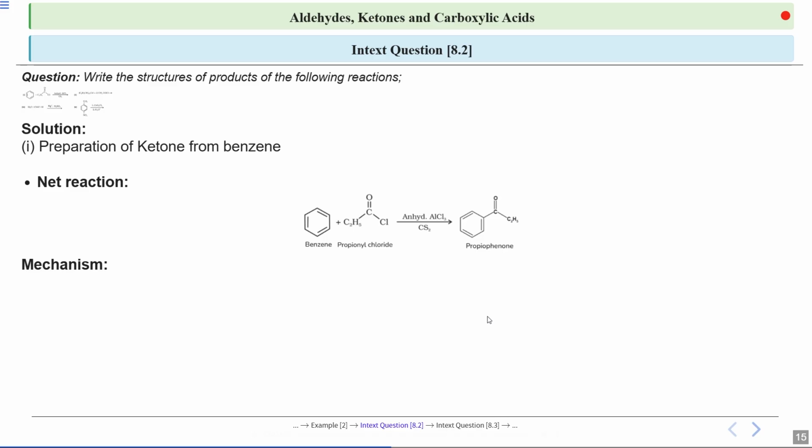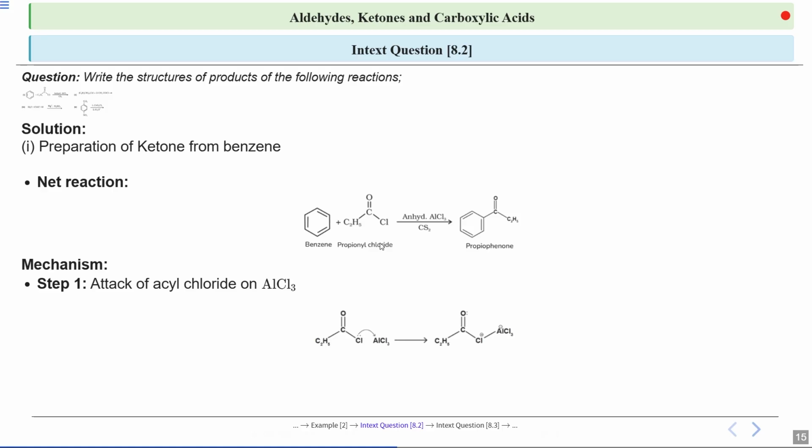Now we will see the mechanism of this particular reaction. So what is happening in step 1? In step 1, there is an attack of acyl chloride on aluminium chloride, AlCl3. So the acyl chloride, which is propionyl chloride, will attack AlCl3. This initiates the reaction by forming a complex that will further react with benzene. AlCl3 acts as a catalyst here, which facilitates the reaction.